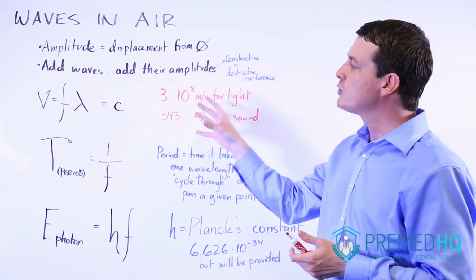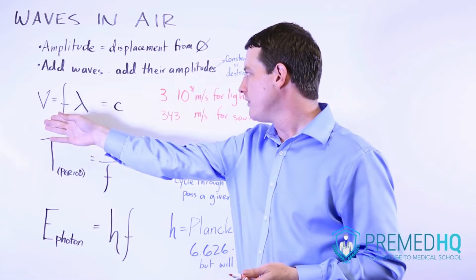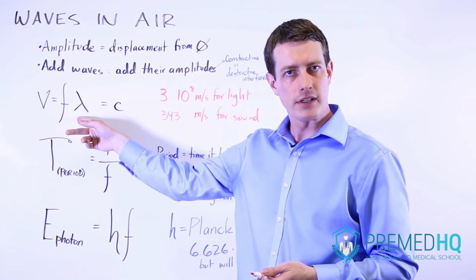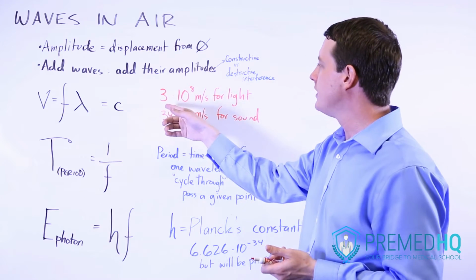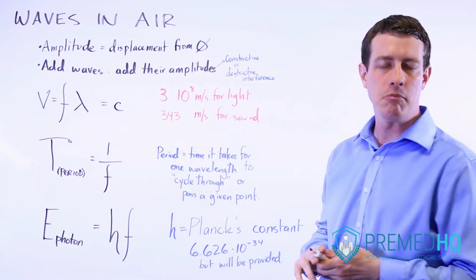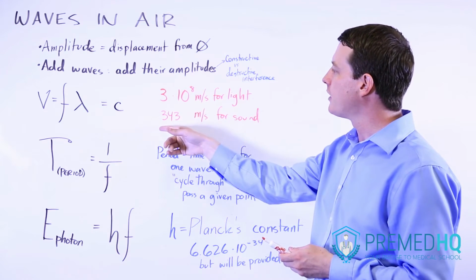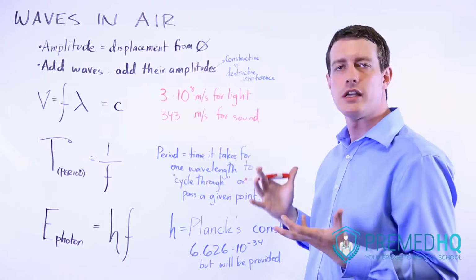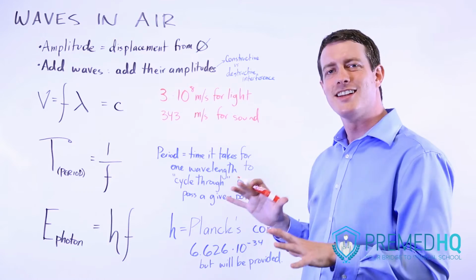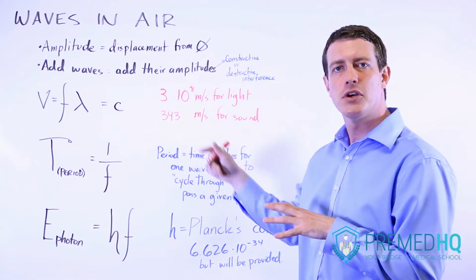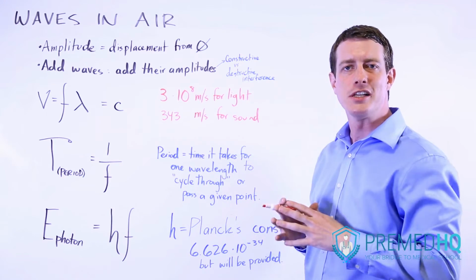Now, probably the most important formula to know for any wave is that the velocity of the wave equals the frequency times the wavelength, and this equals c in most cases. c for light is going to equal 3 times 10 to the 8 meters per second. Commit that one to memory. And c for sound, the speed of sound, is 343 meters per second. Some use 340, some use 330. It's unlikely you'll be tested on this exact number, but this is the speed of sound, and you should at least know the order of magnitude that you're dealing with.